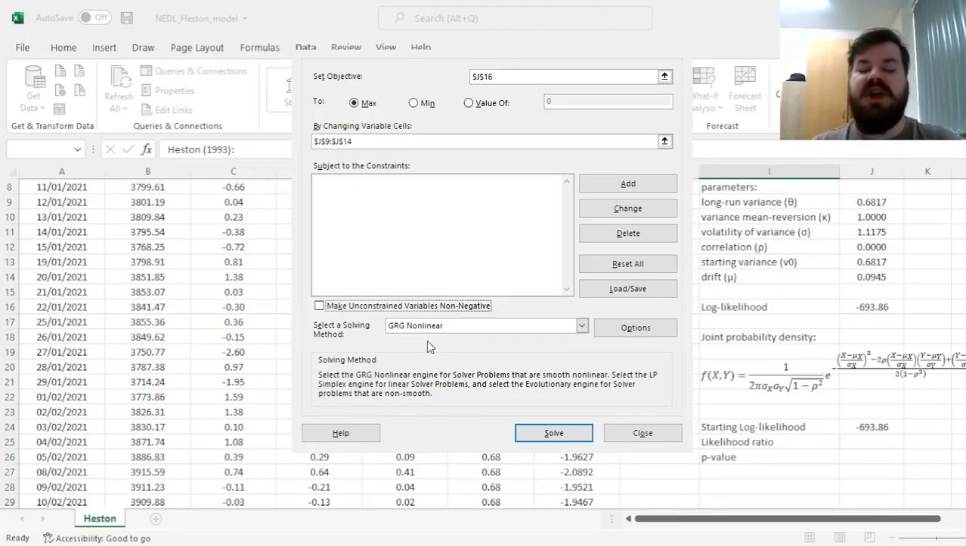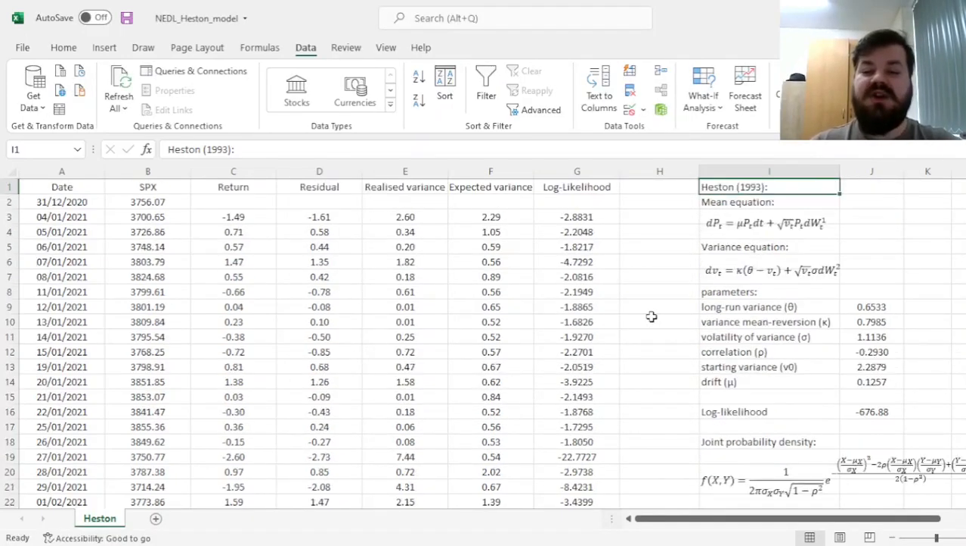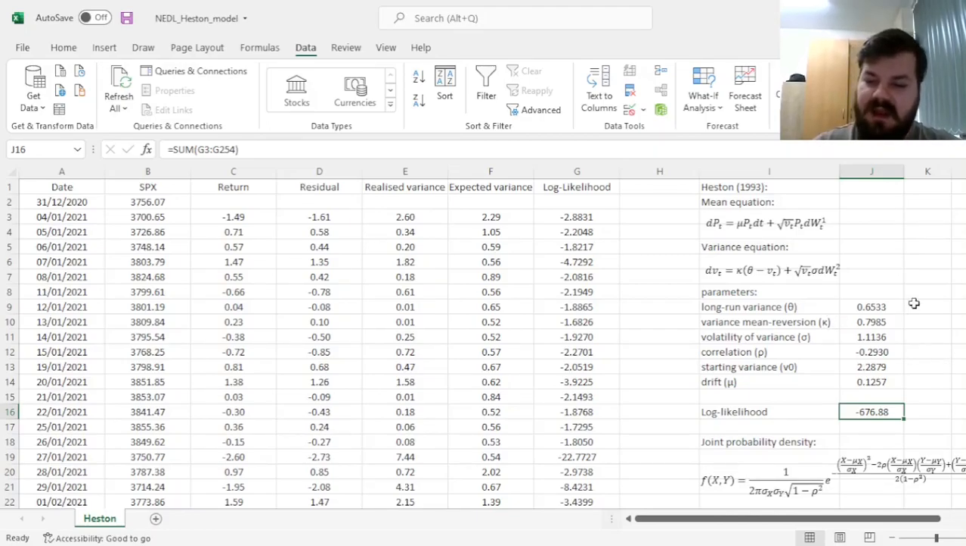And we can stick with the GRG nonlinear gradient descent algorithm, click solve, and wait until the algorithm adjusts to the optimal value. We can see here that the log likelihood has massively improved by almost 17, and the parameters do represent quite an interesting picture.